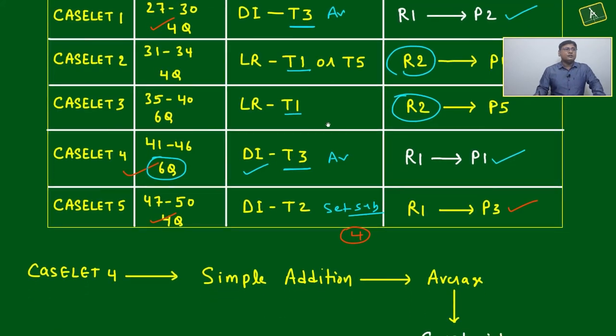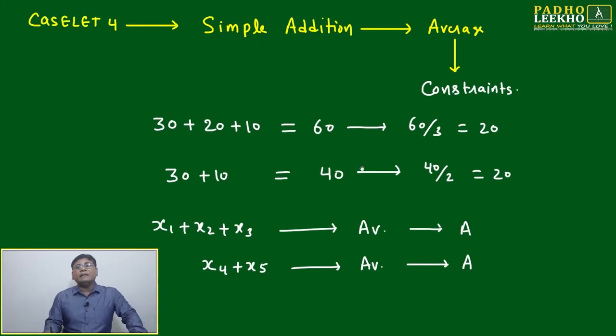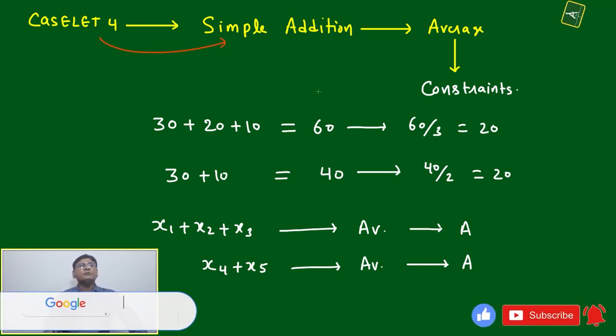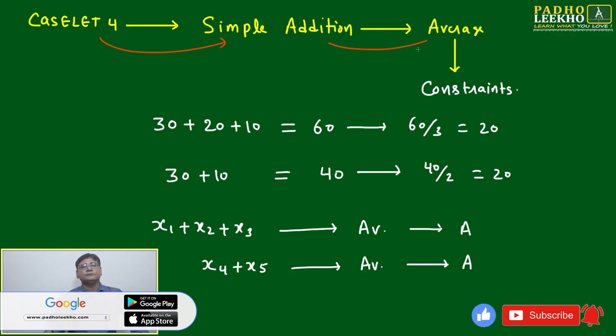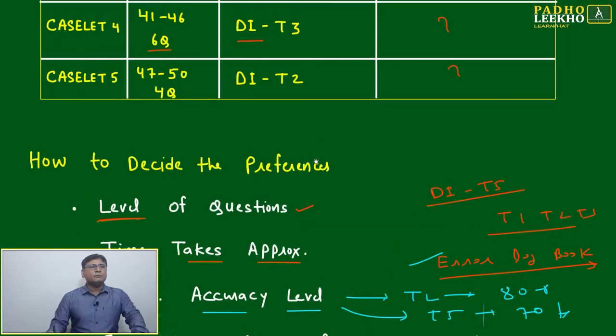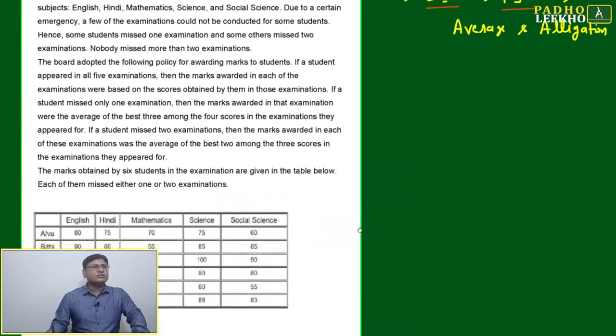And always, whenever you start doing your mock tests or any sectional test, you must implement as a habit making an error log book, because all of this will help you. Like caselet 4, once we look at the data, it is based on simple addition and average. All the data has been given. Let's go back and look at caselet number 4. This is your caselet number 4. And the questions are also easy.